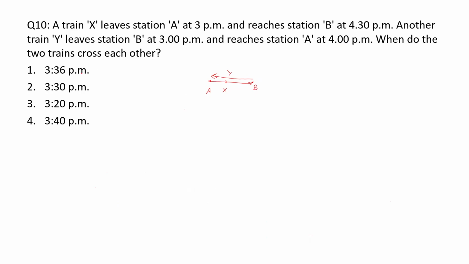When do the two trains cross each other, right? Because one started at A reaching B, the other one started from B reaching A, and both have started at the same time. So they must cross somewhere, right? So you have to calculate at what time they will cross each other. Okay, so what is given?